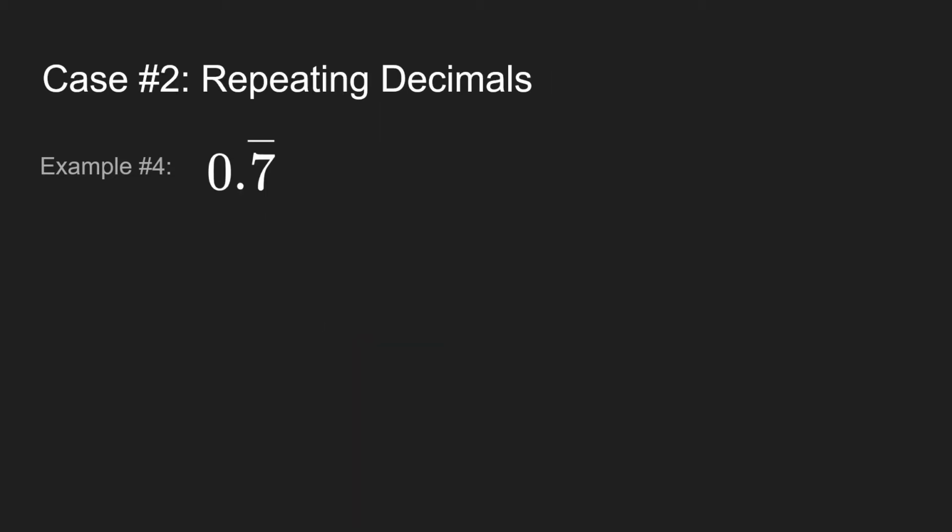Now let's figure out how to convert repeating decimals to fractions or mixed numbers. Our first example of this is 0.7 repeated. This technique involves setting up an equation. And so let's set an equation n equals 0.7 repeated.